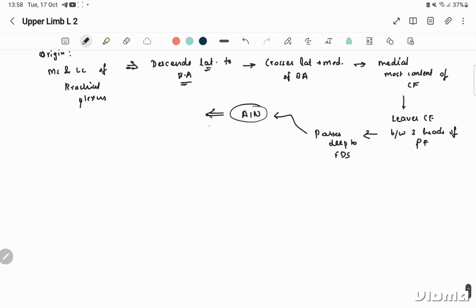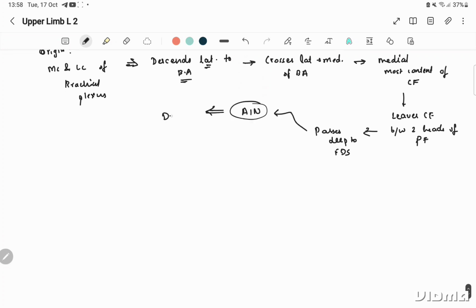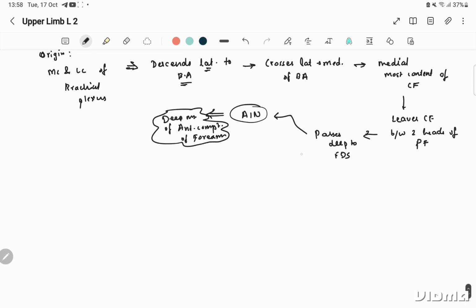So the anterior interosseous nerve supplies the deep muscles of the anterior compartment: the flexor digitorum profundus, the flexor pollicis longus, and the pronator quadratus, of the anterior compartment of the forearm. Okay, and as it passes deep to FDS, it supplies the superficial flexors.